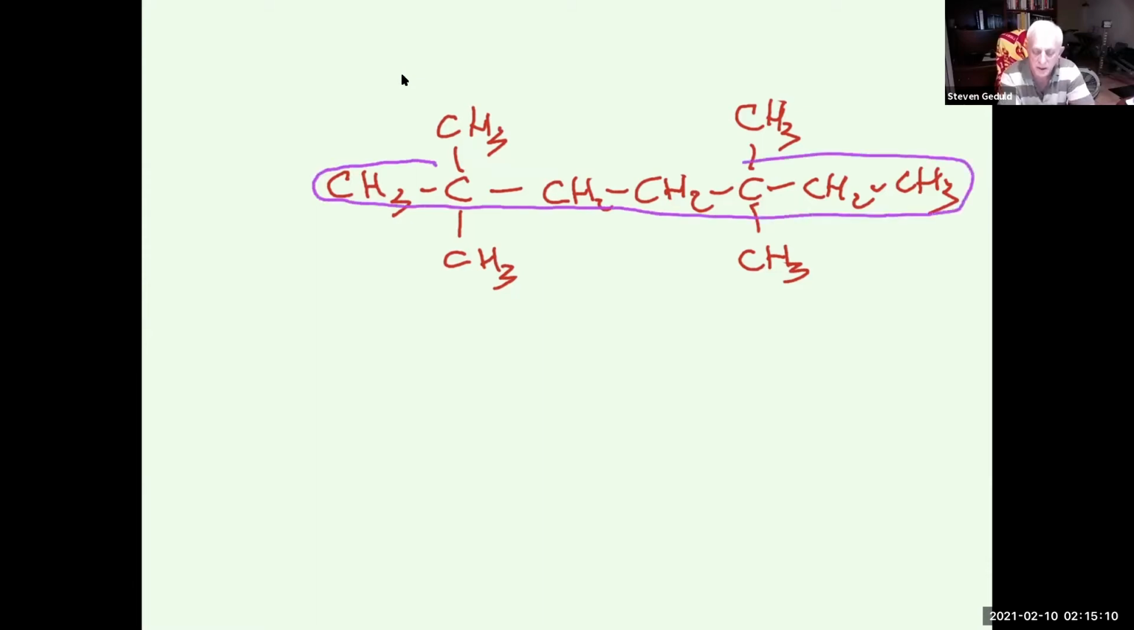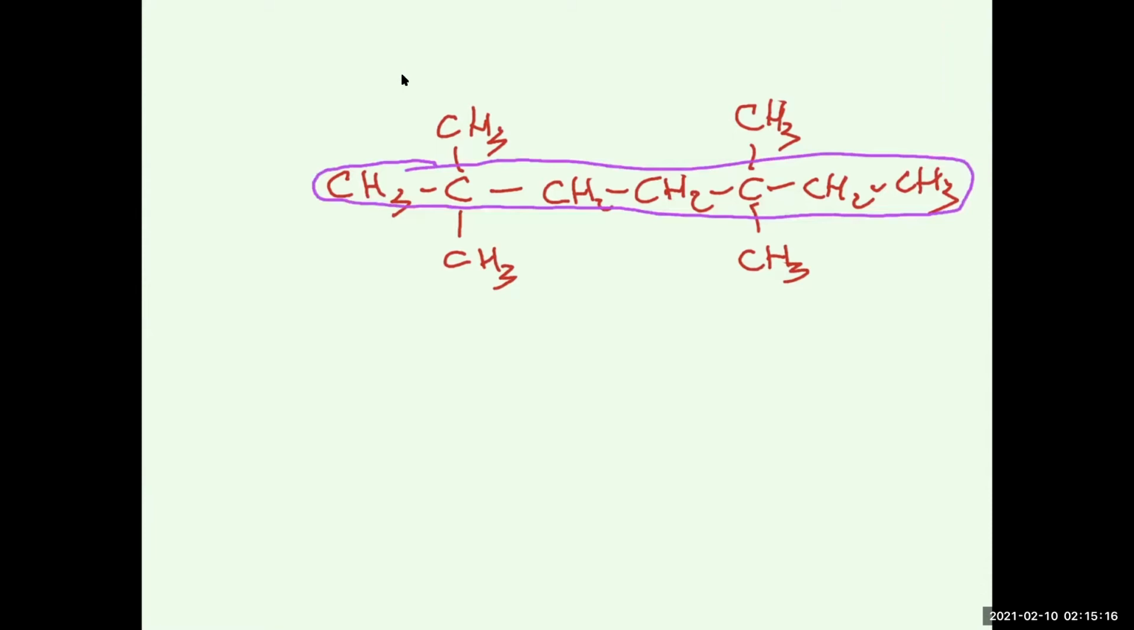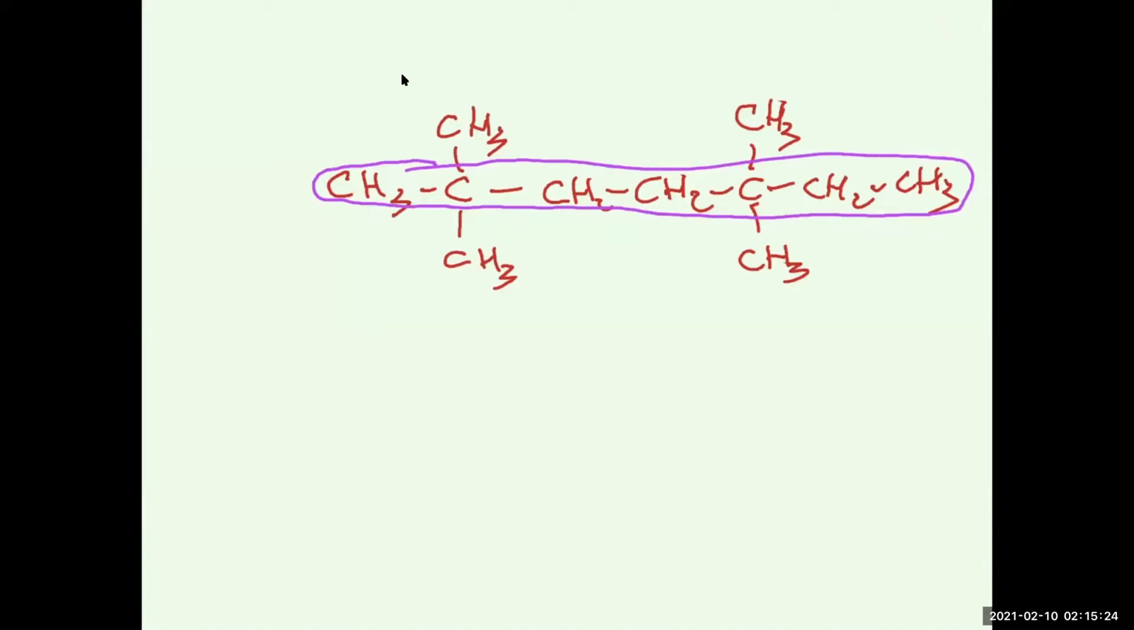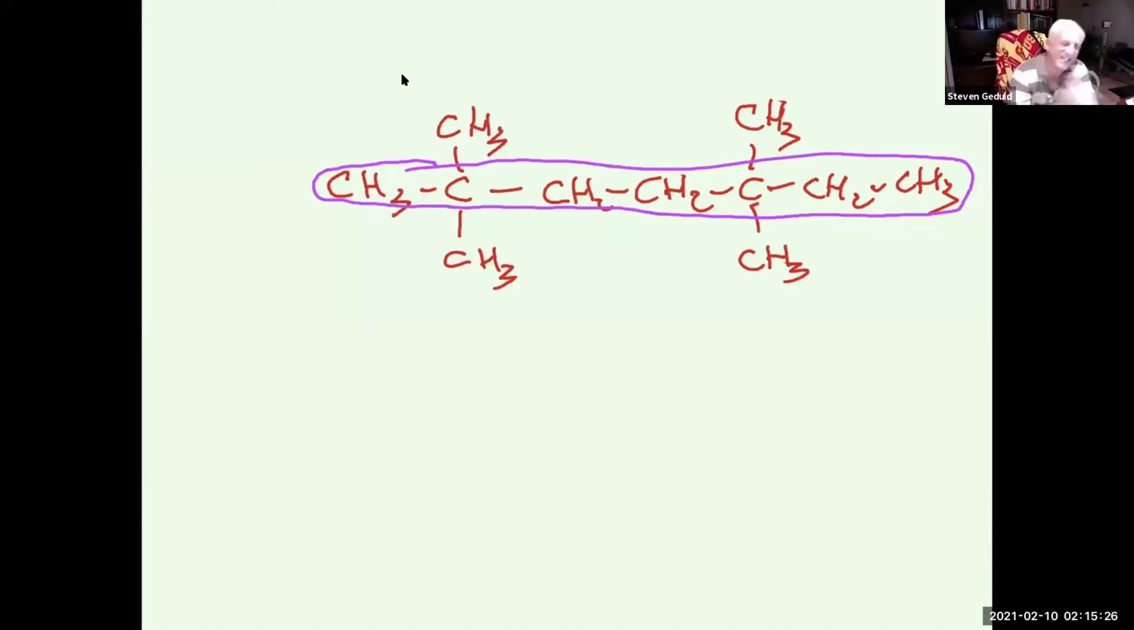There's our longest continuous carbon chain. Are we going to number that from left to right or from right to left? Right to left. Maybe. Or why? Is that what you said to do? No. I said you number it so you give the lowest number to the first substituent group. Where's our substituent groups?